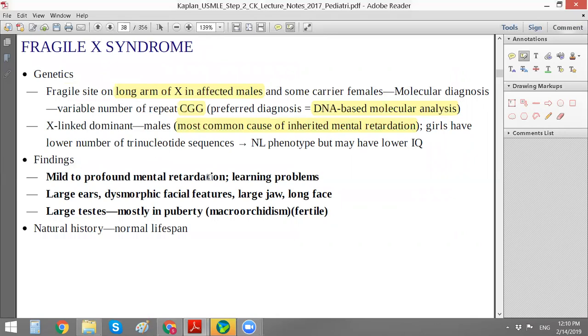Findings: mild to profound retardation, learning problems. Everything is large here: large ears, large jaw, long face, large testes, mostly in puberty. This is called macroorchidism, but they are fertile.